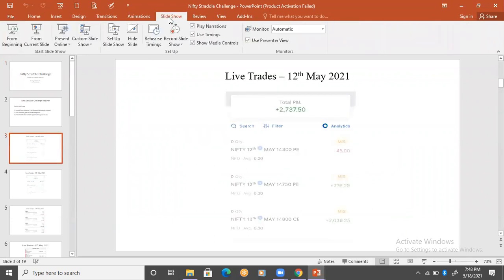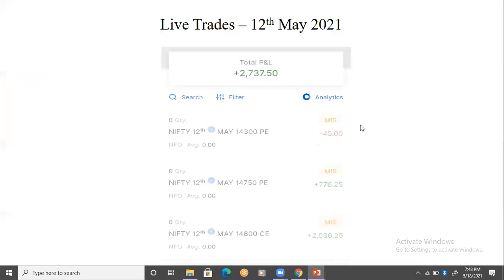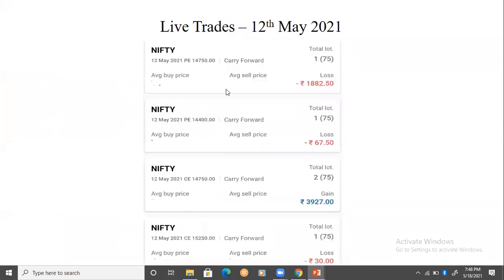Now let me show you guys some live trades which we have taken with our participants. You can notice one common point in every slide, which I will share with you. See, this is 12th May. On 12th May, we sold 14,750 put, 14,750 call. So this was the intraday straddle. And look at the overall profit we made in this strategy. Approx 2,000 rupees, 1,900 we made. This is the trade done by our participant after learning this setup.